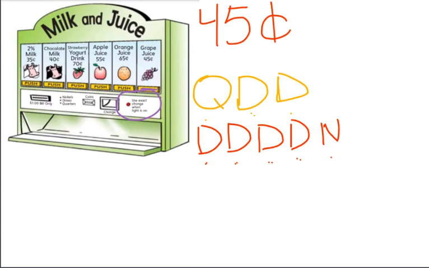Here are 2 different ways to show 45 cents with the exact change light on. 4 dimes and a nickel, or a quarter and 2 dimes. These coin combinations are the same because they both show 45 cents.